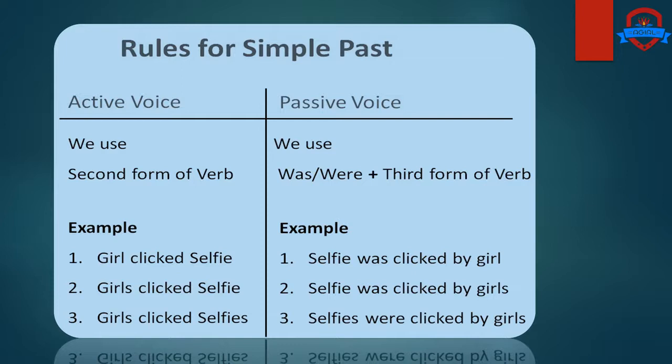Sorry, raise your voice. Were for singular or plural? Plural, great. Let's check the example. Number 1. Girl clicked selfie. Selfie was clicked by a girl. Number 2. Girls clicked selfie. Selfie was clicked by girls. Number 3. Girls clicked selfies. Selfies were clicked by girls. Well done.